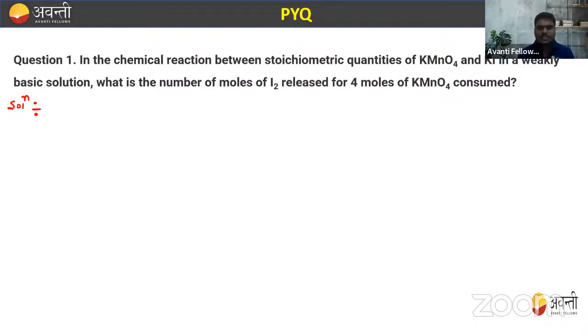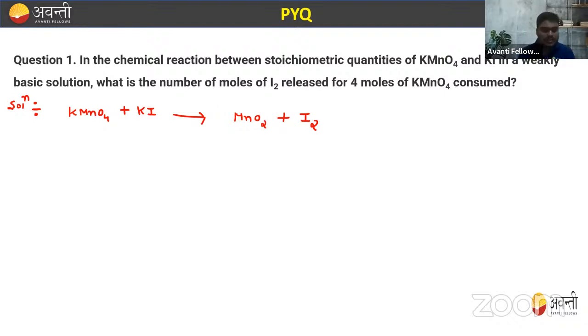Okay, let's go. In the chemical reaction, let me first write the equation corresponding to this. Whenever KMnO4 reacts with KI, what do they form? Whenever KMnO4 reacts with KI, it will form MnO2 plus I2.